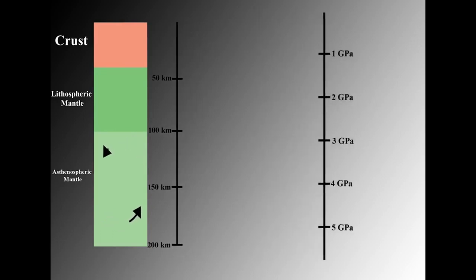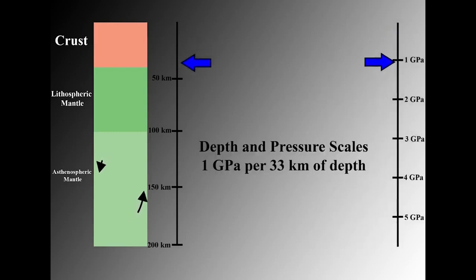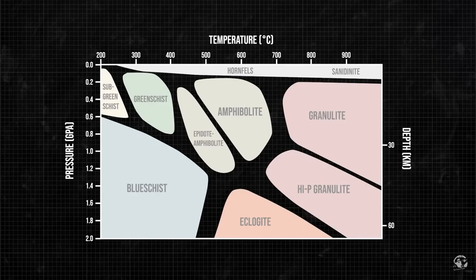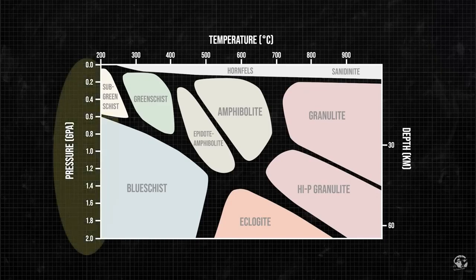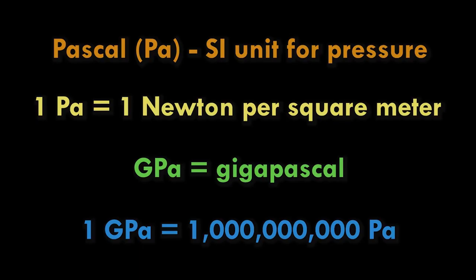A pressure scale can also be added, as pressure varies with depth in Earth's interior. Most geoscientists think of pressure in terms of gigapascals. A pascal is the SI unit of pressure and is equal to 1 Newton per square meter. The intense pressures inside the Earth require that we add the giga, or 1 billion, prefix.